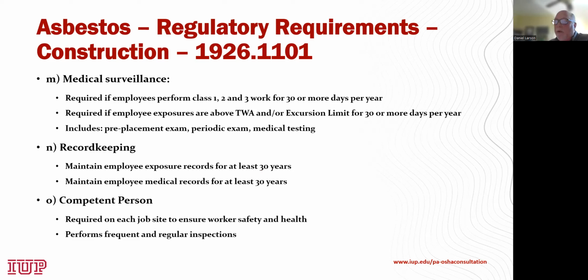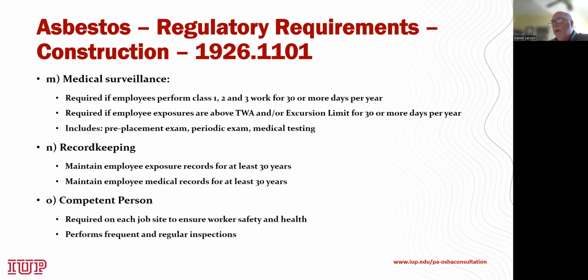If your work falls under the construction standard, there's a medical surveillance requirement. It is required if employees are performing class 1, 2, or 3 work for 30 or more days per year. It's required if employee exposures are above the TWA excursion limit for 30 or more days a year. And it includes a pre-placement exam, periodic exam, and medical testing. You have to maintain employee records of exposure for 30 years, and you have to maintain employee medical records also for 30 years.